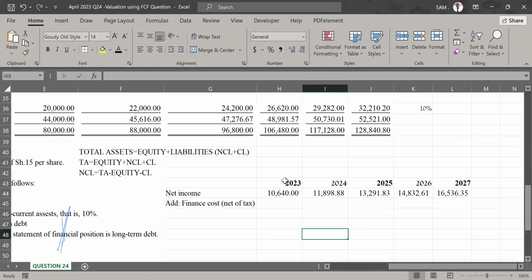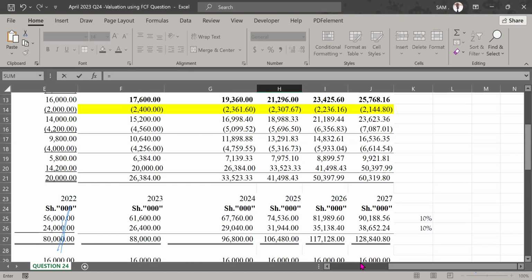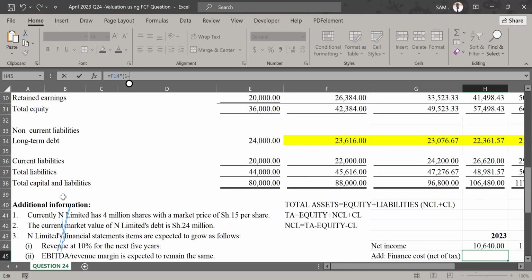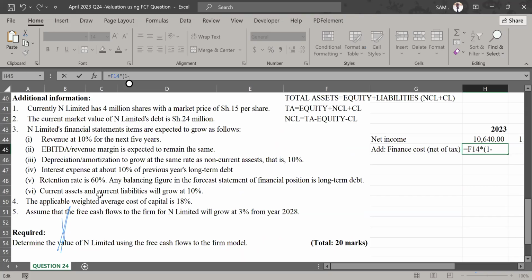How do we bring on board finance cost net of tax? It is very simple. We just pick our finance cost charge for 2023. I will put an equal sign and go to our model up there. Where is our finance cost? Interest is here. For 2023 it is 2,400. And as I pick it, net of tax means I'm multiplying it by bracket 1 minus the tax rate. What tax rate were we given?